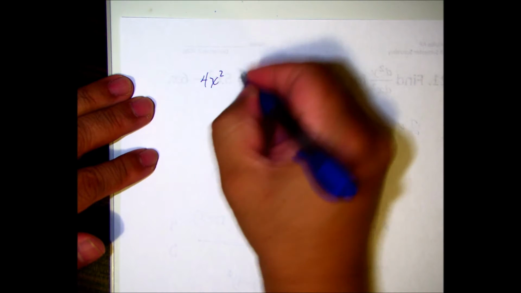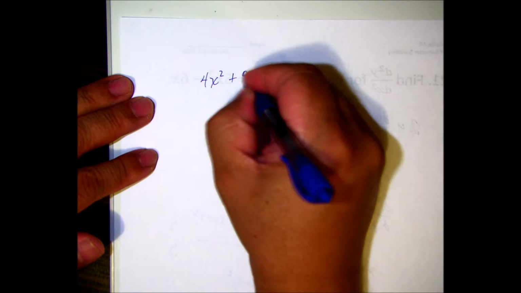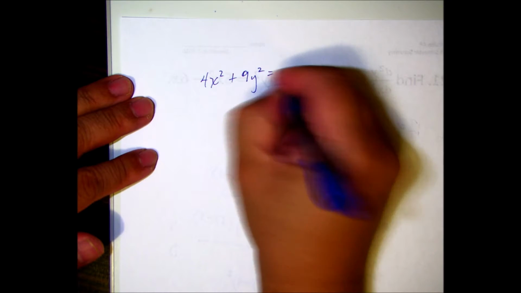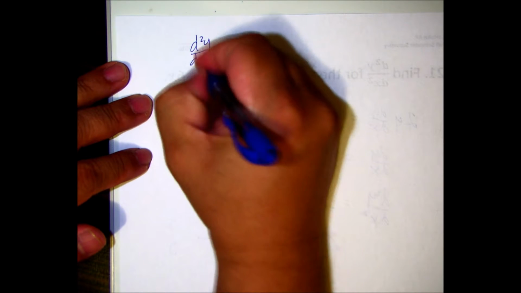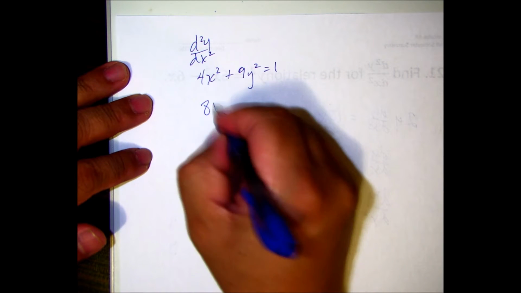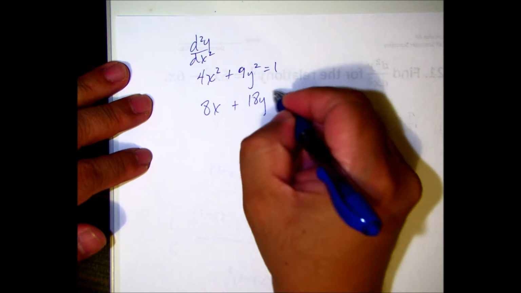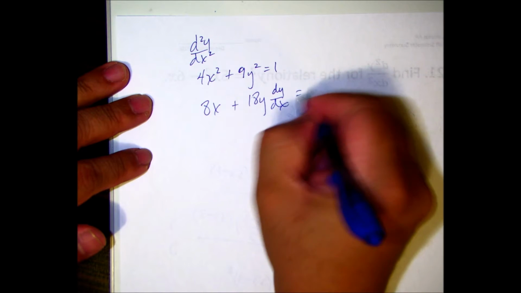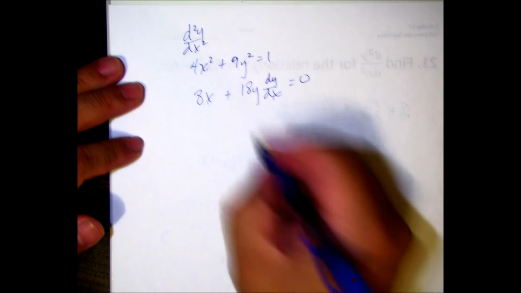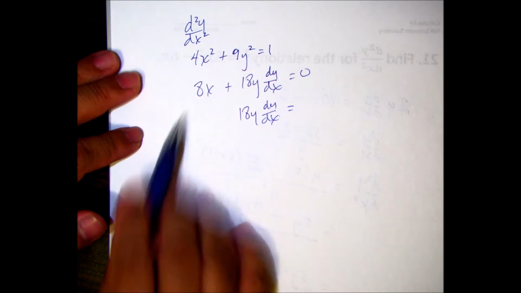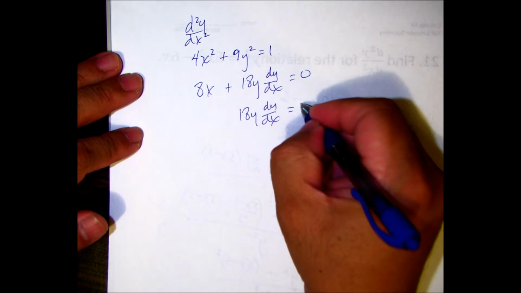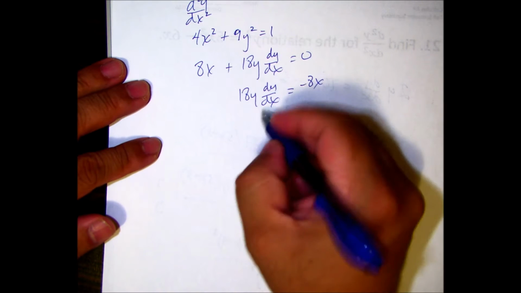Conic sections are interesting, like 4x squared plus, let's do 9y squared equals 1. Let's take the derivative of that. Here we're going to find the second derivative. So that's going to be 8x plus 18y dy dx equals 0. Continue to solve this for dy dx. So move the 8x over, so it's negative 8x. Divide.